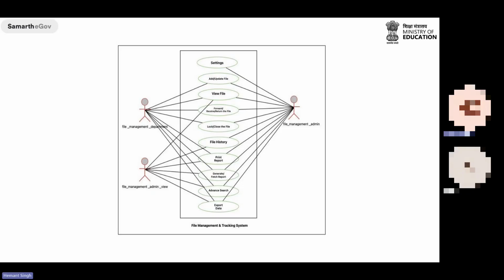Ma'am, for example, an employee or department creates the file. After creating the file, the first user forwards it to the second user, the higher authority, for approval. The first user can also add a comment to show the second user, and you can also print the report of the file. Yes, this option is also available, ma'am.